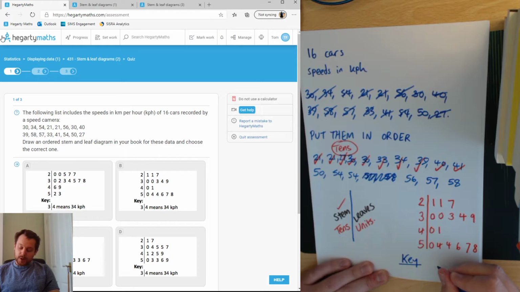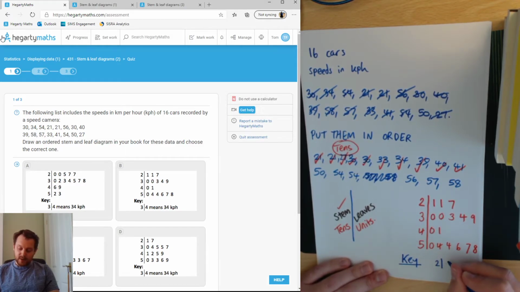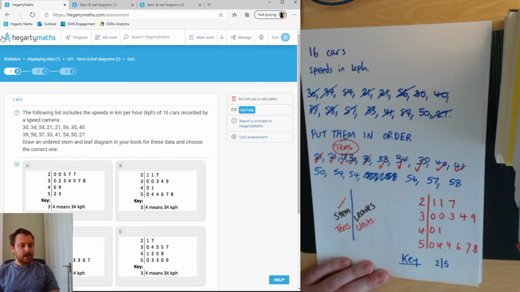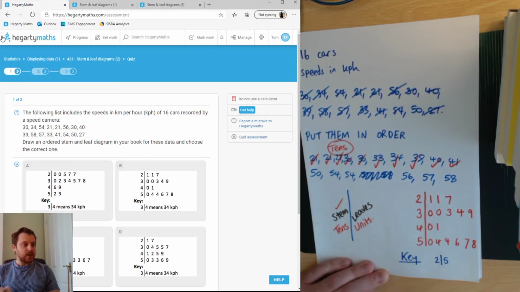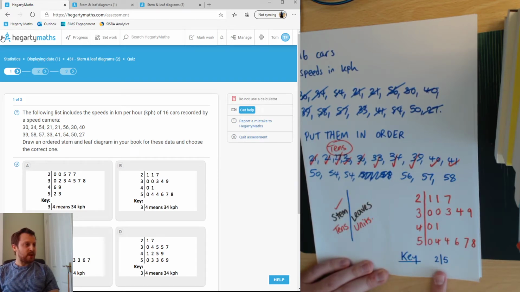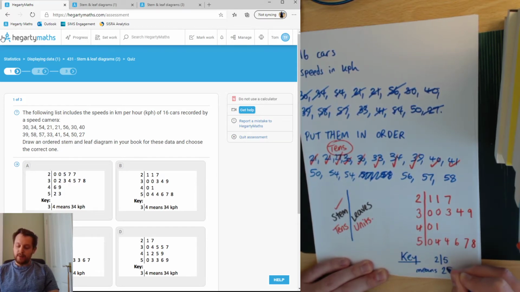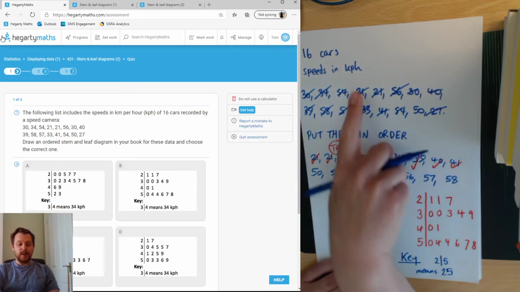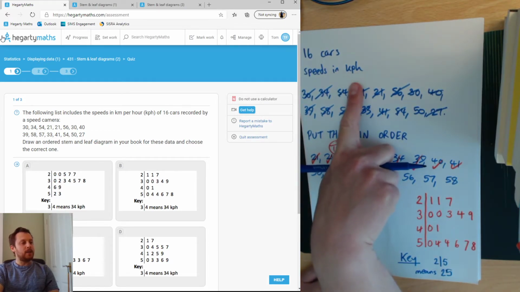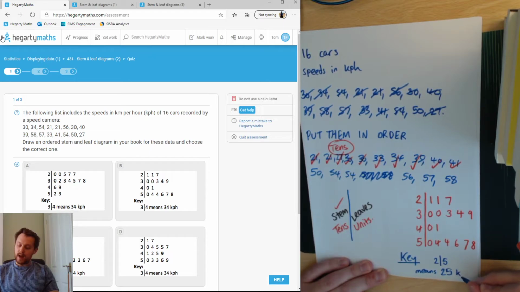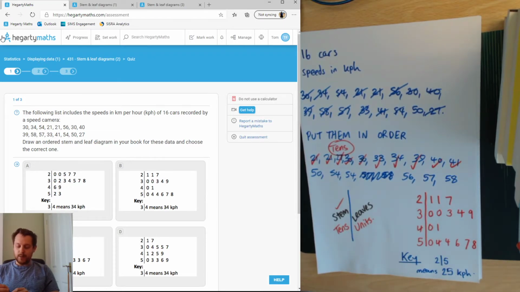So what you do is you basically pick 2 random numbers to go either side. I know there's not actually a 25 in the numbers, but this is just my key, right? So I can pick anything. So what in this situation does this represent? It means 25, and even more specifically, it was a speed in kilometers per hour. So it means 25 kilometers per hour.